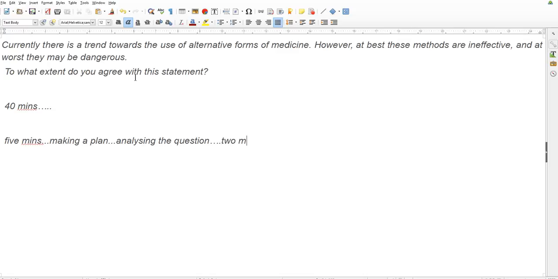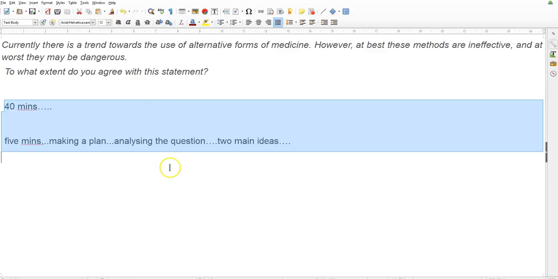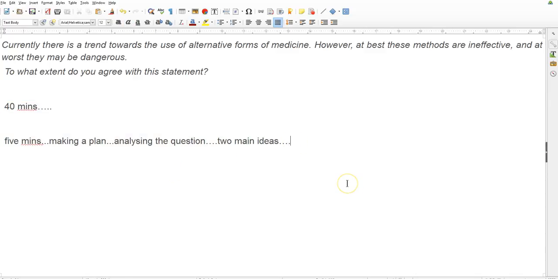We only need 2 main ideas as such. The reason why, oops, for some reason I'm in italics. Well, we don't need that. Okay, yeah. So we only need 2 main ideas. So it's not asking you to discuss both views. It's not asking you to show an alternative view. It's asking to what extent. So you either agree or not, and we need 2 reasons why you do or why you don't.